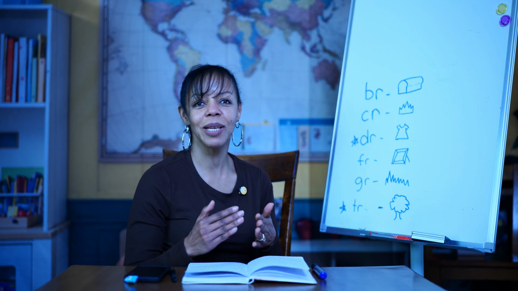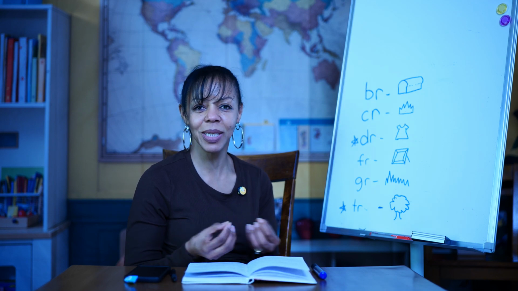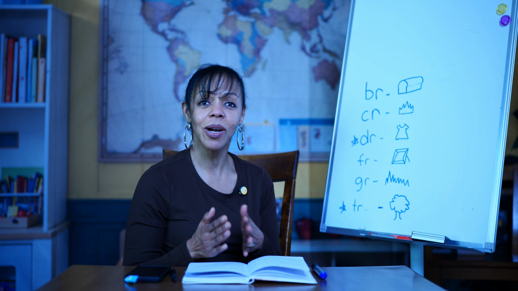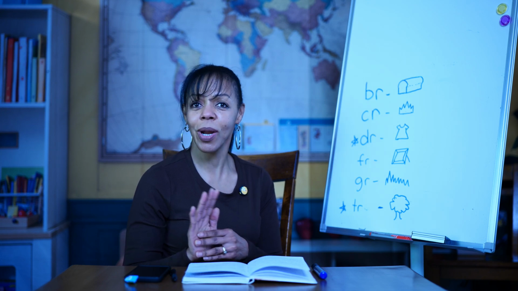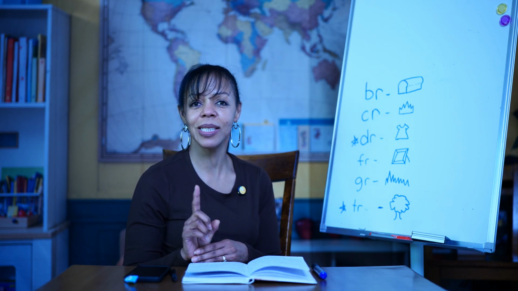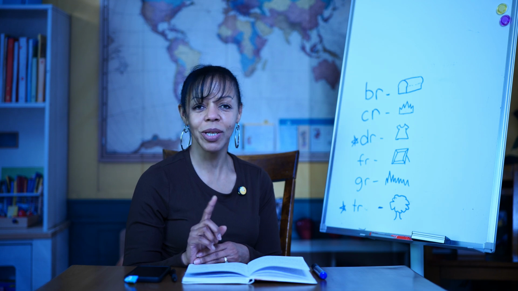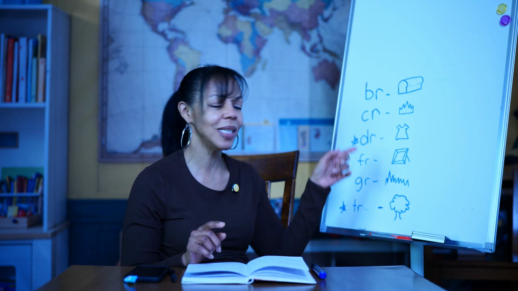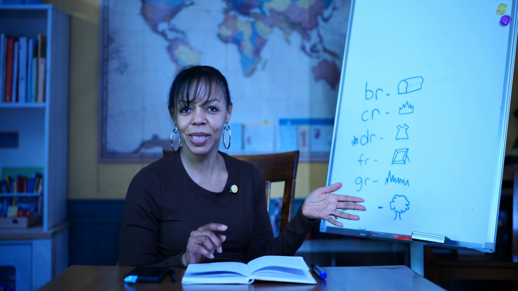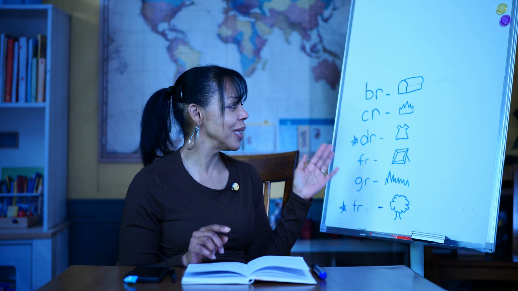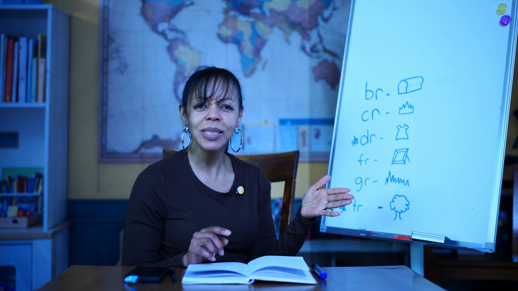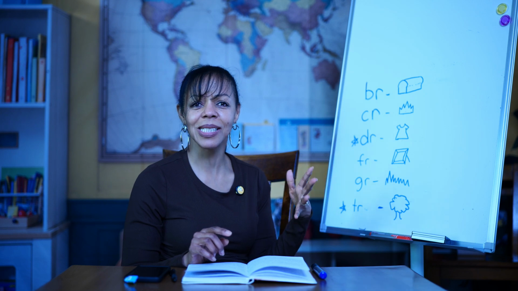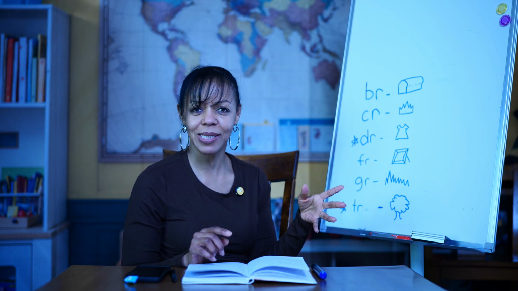Children are taught that blends are two consonants blended together, but you can still hear both letters, as opposed to a digraph where you only hear one sound, like in CH. You don't hear the C and the H. But in these blends, you hear both letters blended together. But let's talk today about DR. DR makes the beginning sound for drum and dress.